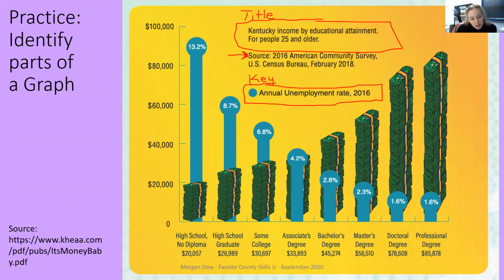And then down here in the bottom left corner, I put my own source, right? Because I did not make this graph. I got this graph from the Kentucky Higher Education Authority. So I got it from their website. They have a little flyer about how income and education are related to each other. So that's where I got this from.